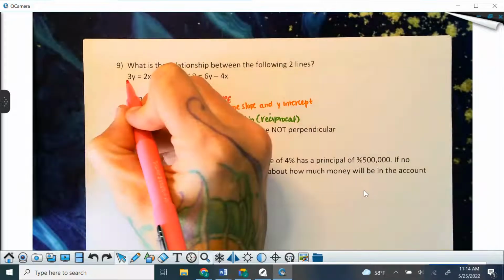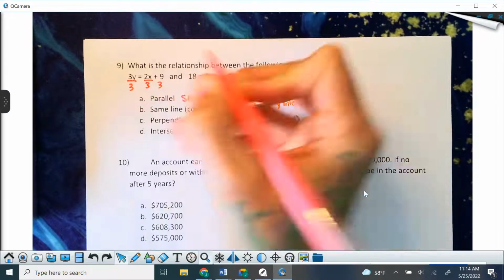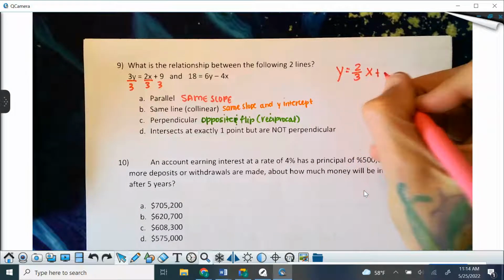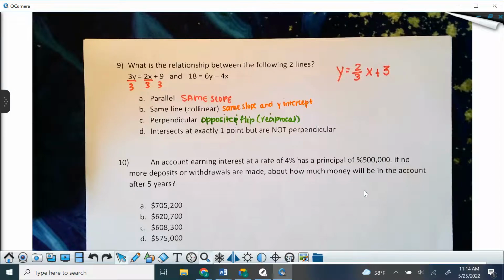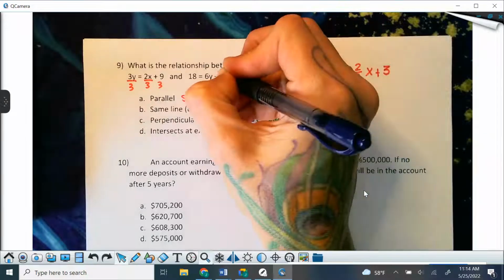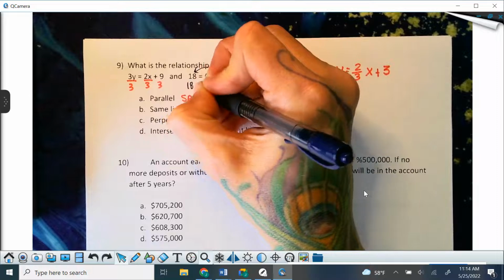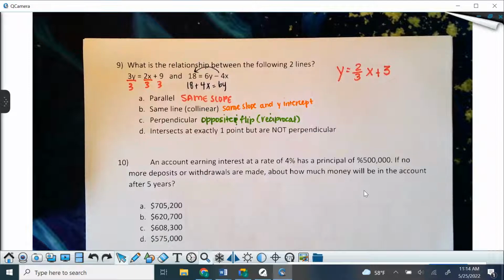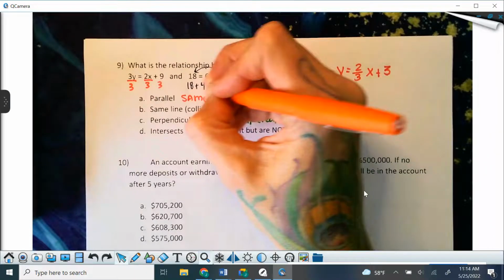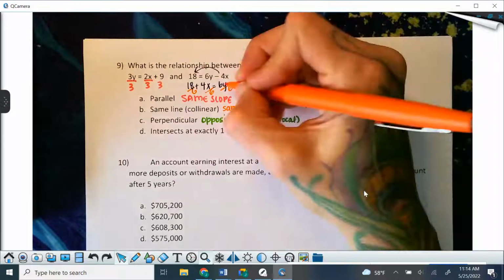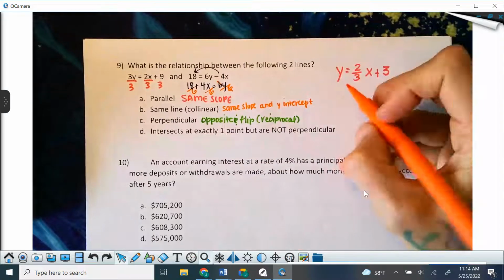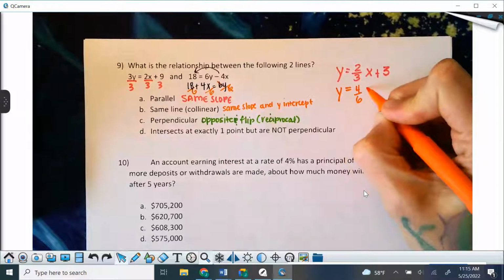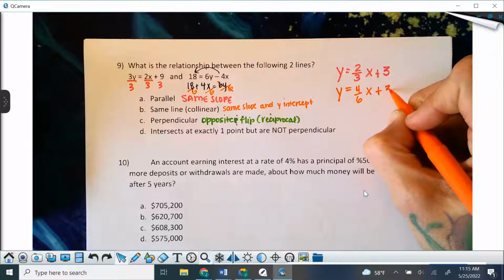So to get y by itself on this one, I'm going to divide by 3 all the way through. So y equals 2/3 x plus 9 divided by 3 is 3. This one I'm going to move my x over. So it's going to be 18 plus 4x equals 6y. Then we're going to divide by 6 all the way across. Which gets rid of our 6's here. So we end up with y equals 4/6 x plus 3.